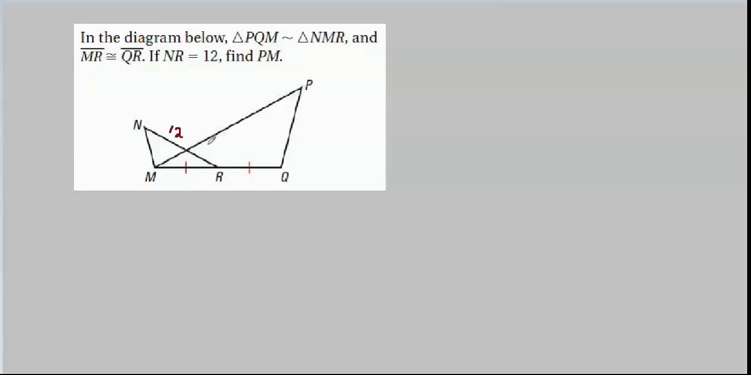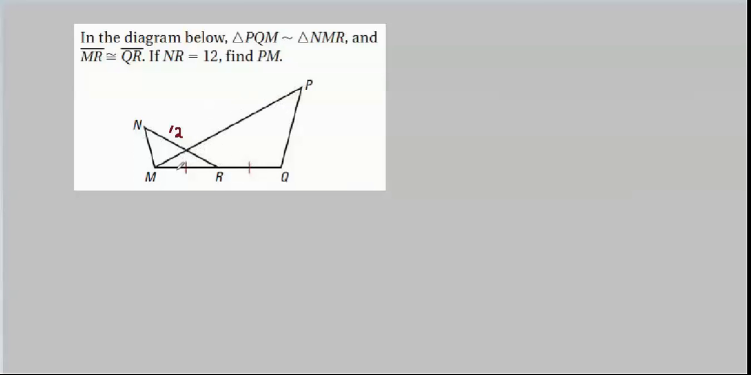So if we knew the similarity factor, the similarity ratio, we could find PM real easy. But they didn't give us any other numbers. Jeepers, what do we do? Well, down here they tell us that these two segments are congruent.